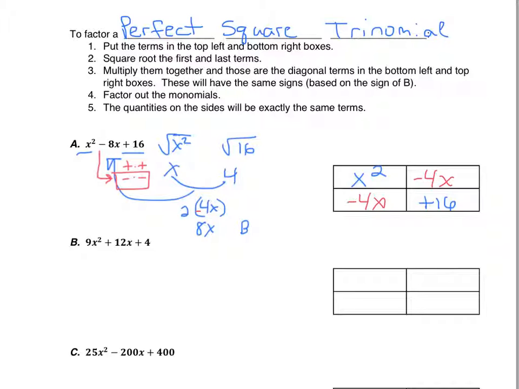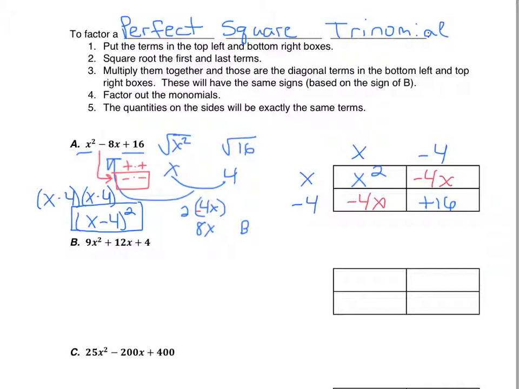And I can go ahead and factor out an x from both, a negative 4 from both. Notice they're exactly the same. So I have x minus 4 times x minus 4. And if I write that shorthand, I make it a square. So that is my square for A.